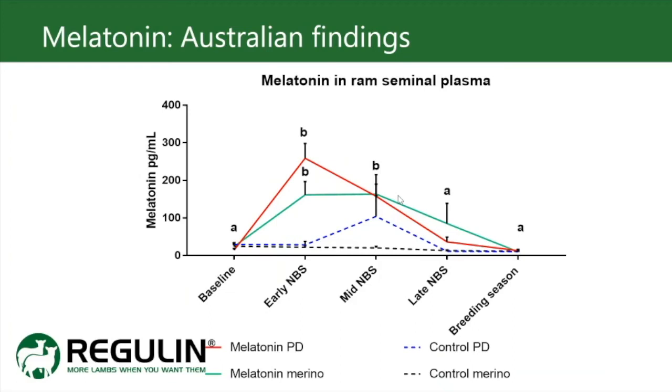Okay. In the Merinos, it was slower to pick up. This is melatonin. It held flatter, but it stayed on a downward trajectory for longer.